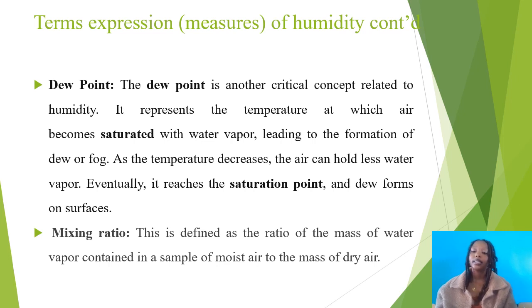Dew point is another critical concept related to humidity. It represents the temperature at which air becomes saturated with water vapor, leading to the formation of dew. As the temperature decreases, the air can hold less water vapor. Eventually, it reaches the saturation point. At that time the dew is formed on the surface. The calculation of dew point is influenced by temperature and relative humidity. There are various formulas and calculators available to determine the dew point.